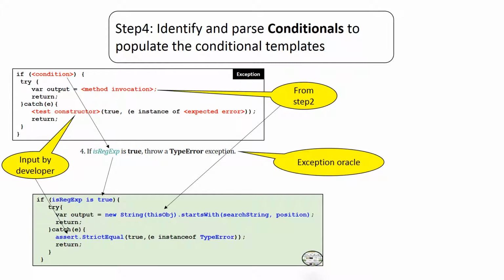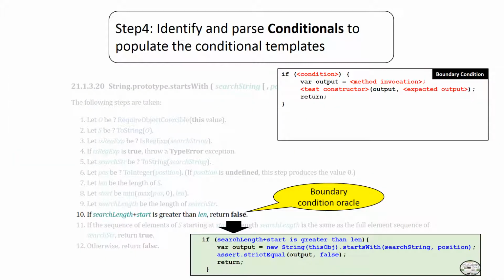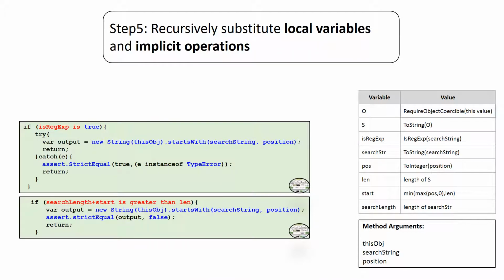The test constructor is input by the developer because it depends upon the implementation. For example, Node.js uses assert.strict_equal, and the expected error is again obtained from the specification text. Swami does a similar kind of processing for the boundary condition oracles and populates the boundary condition template. Hence, we end up generating this code.